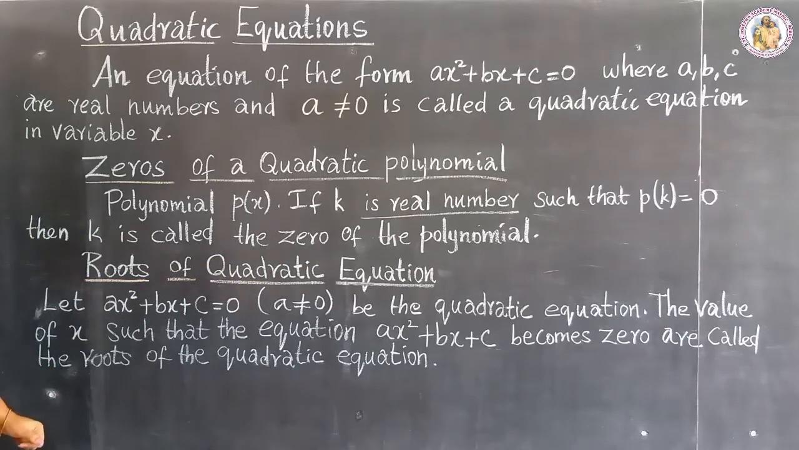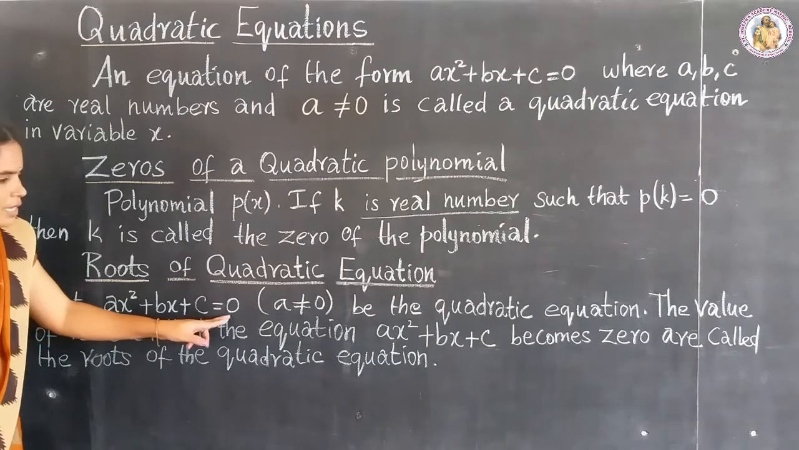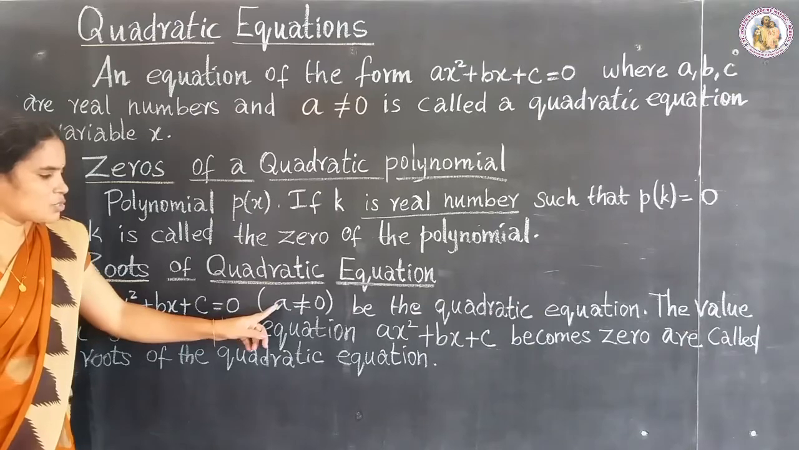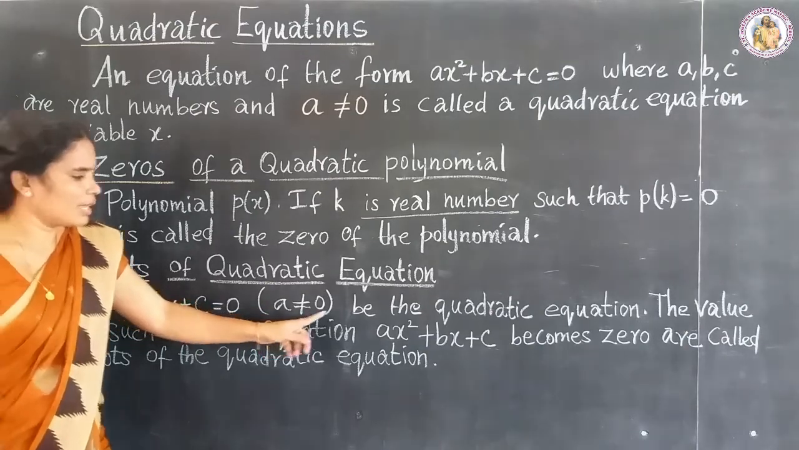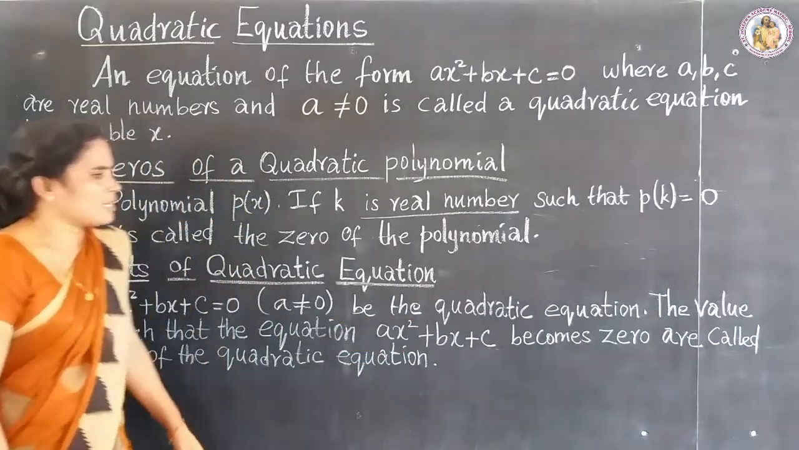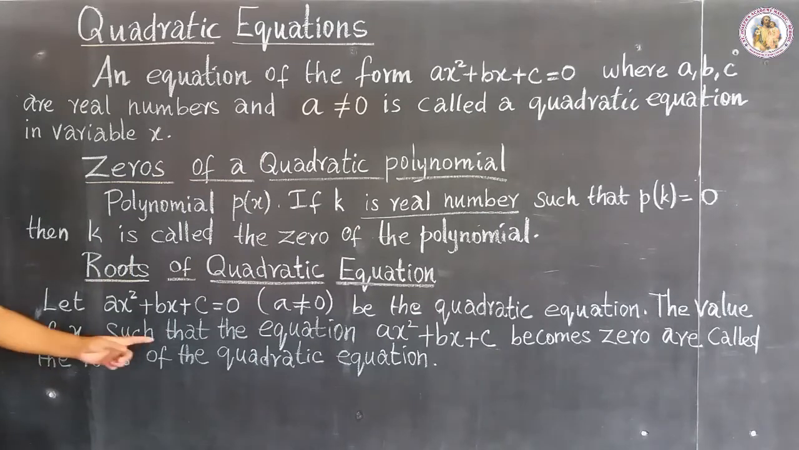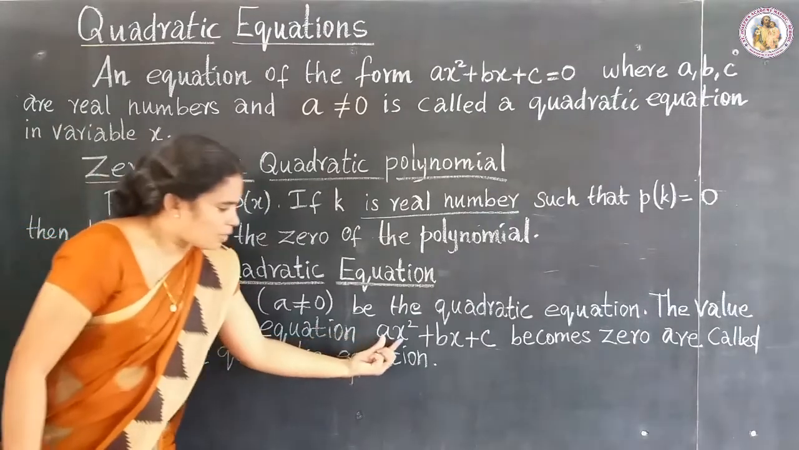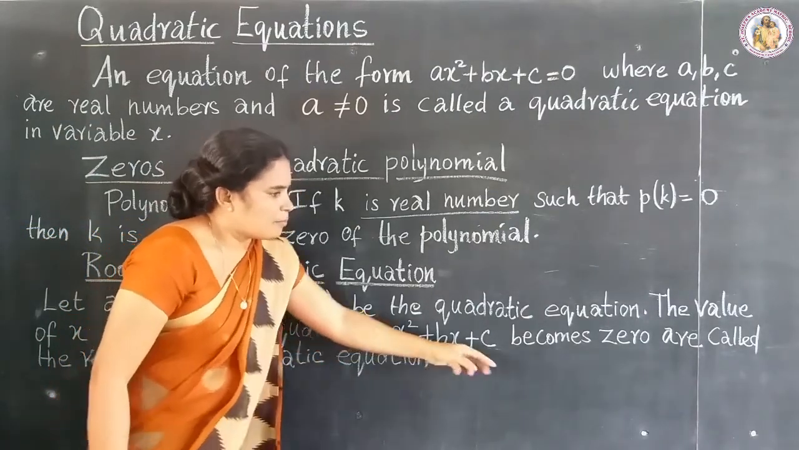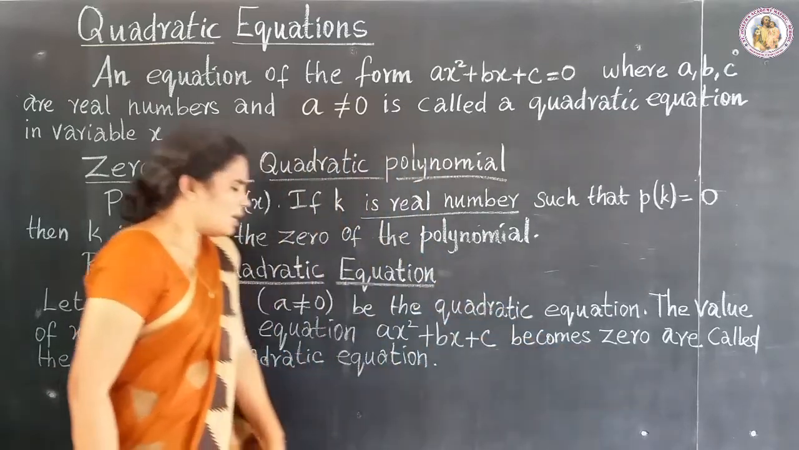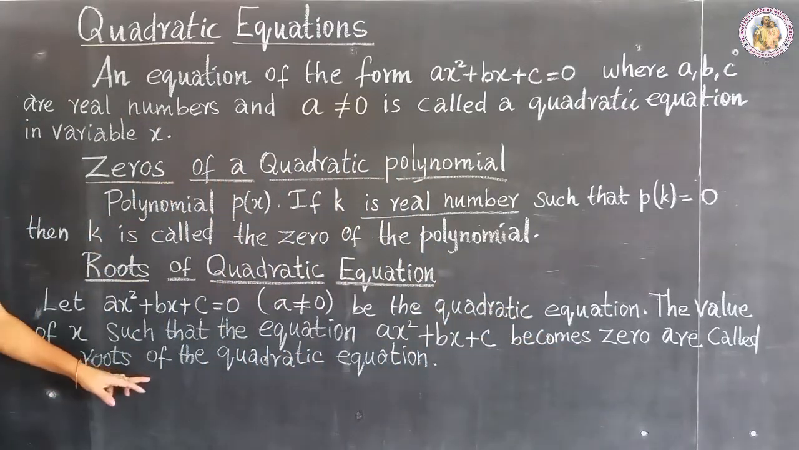And again, what are the roots of a quadratic equation? Let ax square plus bx plus c is equal to 0, and a must not be equal to 0, be the quadratic equation. Then the values of x such that the equation ax square plus bx plus c becomes 0 are called the roots of the quadratic equation.